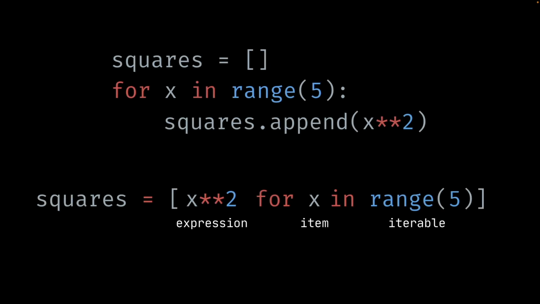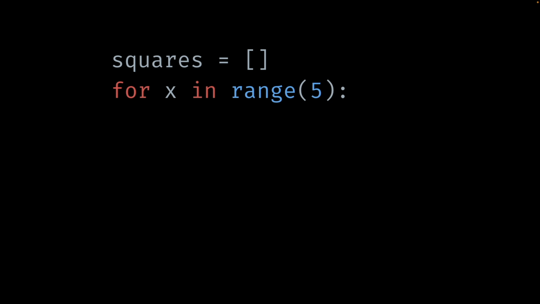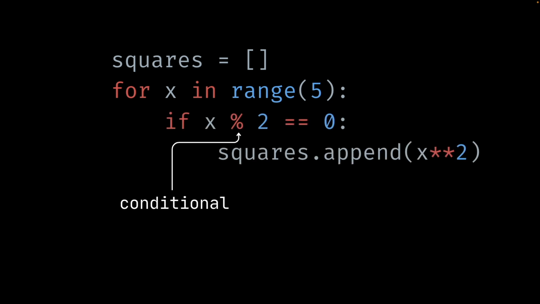List comprehension makes building arrays through iteration more concise. This technique is powerful for transforming or filtering sequences. List comprehensions can also handle conditional statements. This condition only adds an element to the array if x mod 2 is equal to 0.